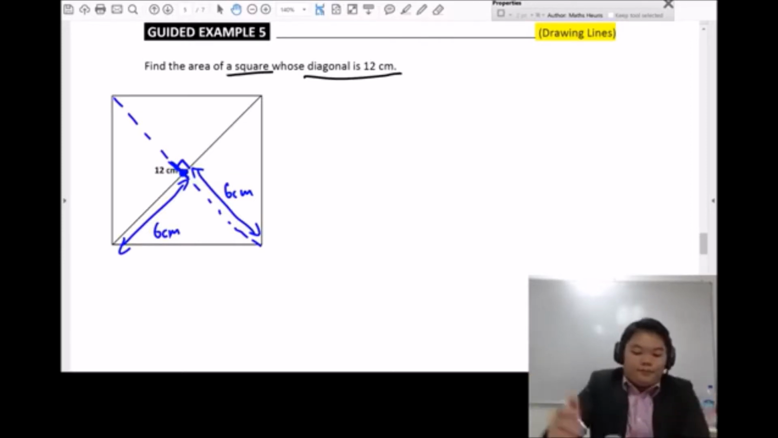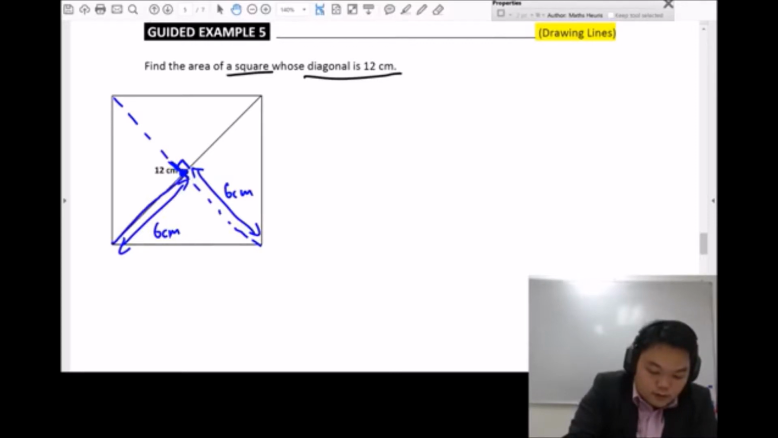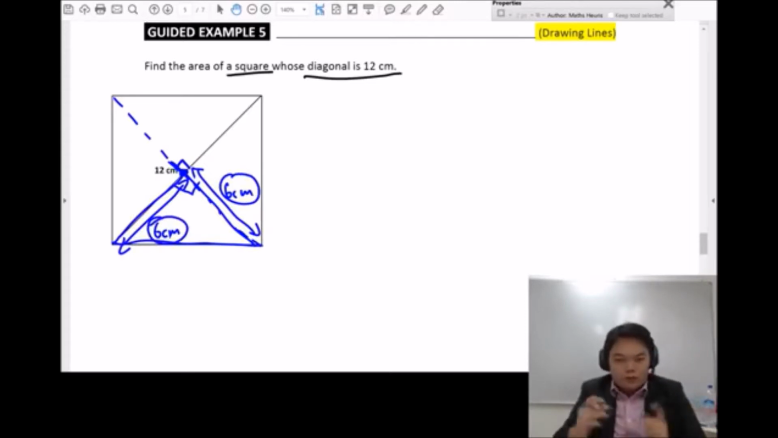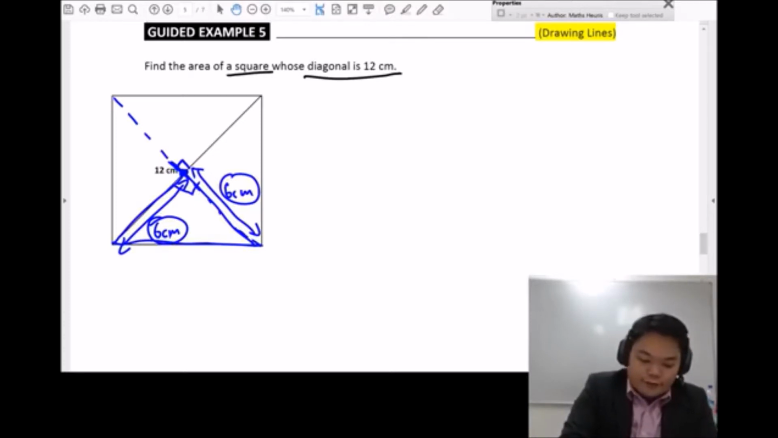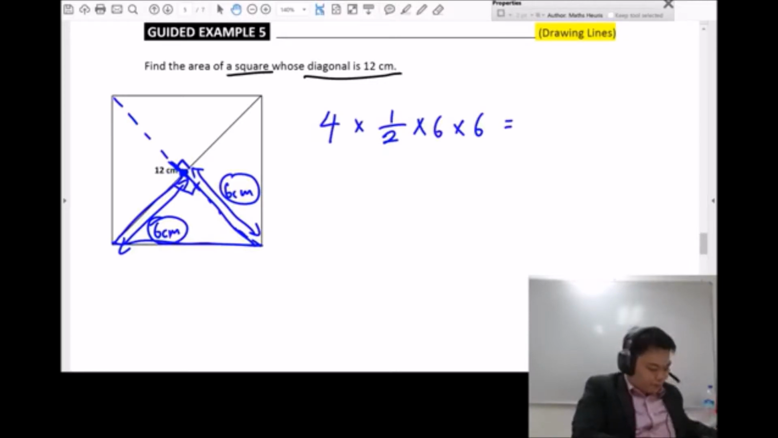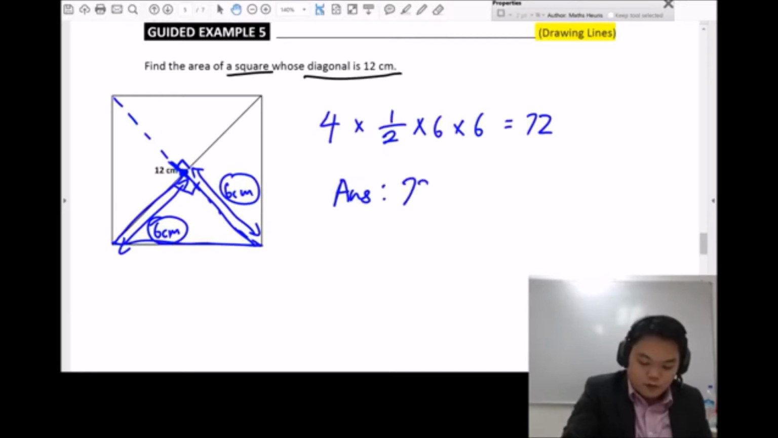Once we got that, each of these triangles have a right angle here. So its base can be thought of to be 6 cm, its height can be thought of to be 6 cm as well. So once we got this, we know that there are 4 identical triangles. There are 4 copies of half times base 6 times height 6. That will give us 72, and this will be the answer, 72 cm squared.